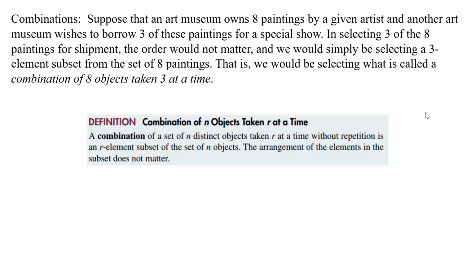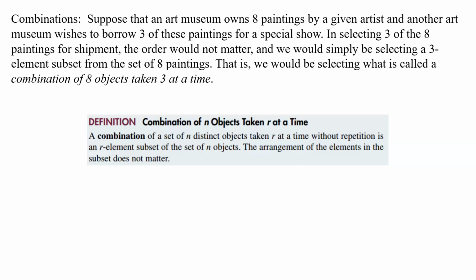All right, the next thing we're going to do is combinations. Remember, we did permutations, now we're going to do combinations. So here, suppose an art museum owns 8 paintings by a given artist, and another art museum wishes to borrow 3 of these paintings for a special show. Now, in selecting 3 of those 8 paintings for shipment, the order wouldn't actually matter.